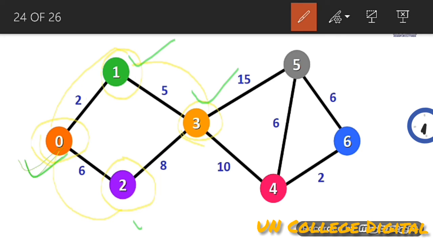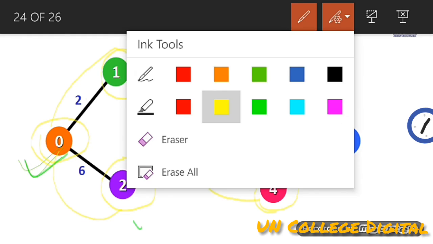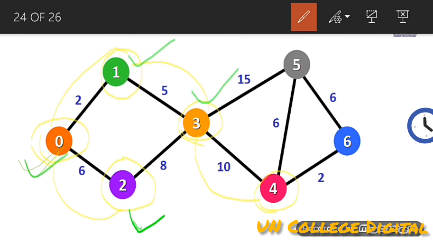After reaching 2, we will check all the adjacent vertices 0 and 3, which are visited. So we will shift to another point, that is 3, and from 3 we can visit 5. The weight is 15. 3 to 4, the weight is 10. As it has the smaller weight, we will select 4, and we will visit from 3 to this point. And from this point, I will just give a tick mark at 2 so that we can understand that 2 is already visited.